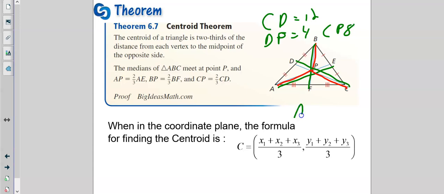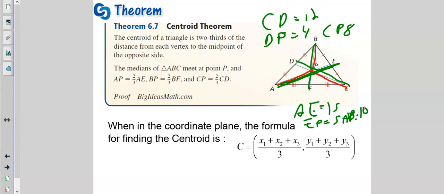So just for practice, if AE was 15, okay, this whole line here, AE, then AP, I'm sorry, my bad, EP, the shorter segment, would be 1/3 of that. And then just subtract and get 10. So AP, not AB, would be 10.